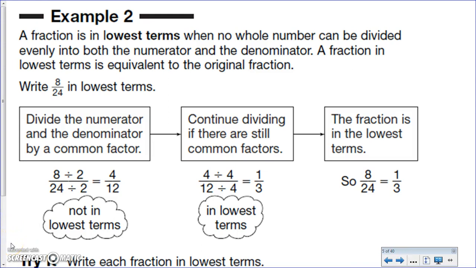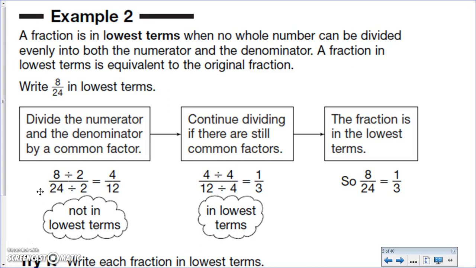Example 2. A fraction is in lowest terms when no whole number can be divided evenly into both the numerator and the denominator. A fraction in lowest terms is equivalent to the original fraction. So for example, we need to write 8/24 in lowest terms. So we're going to divide the numerator and the denominator by a common factor. In this case, they chose 2. So they divided 8 by 2 is 4, and 24 divided by 2 is 12.